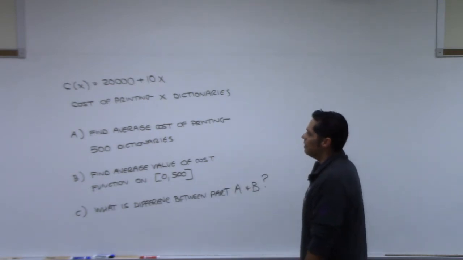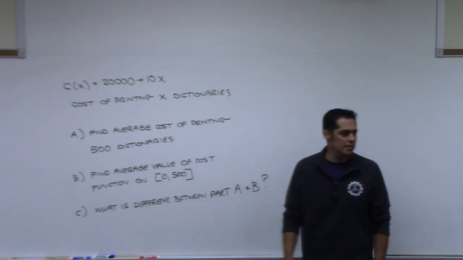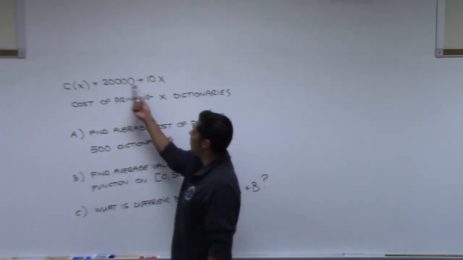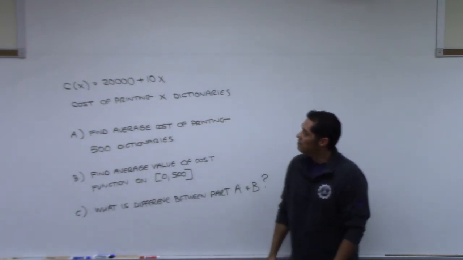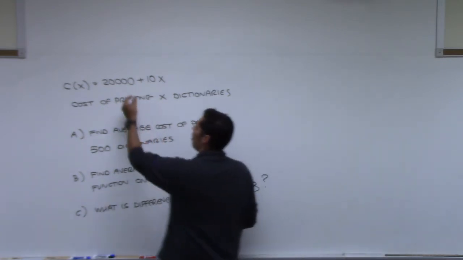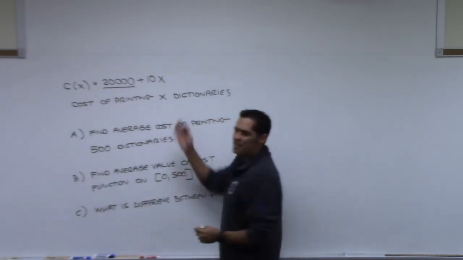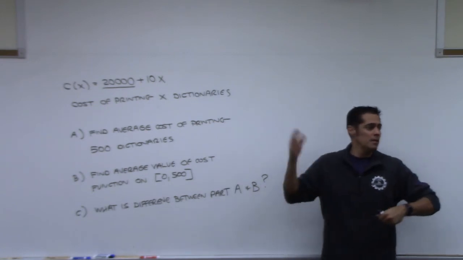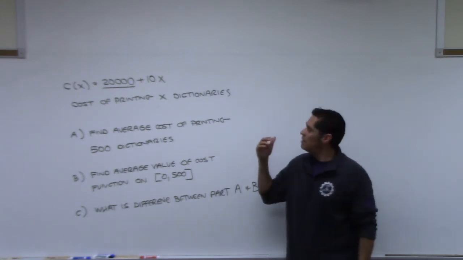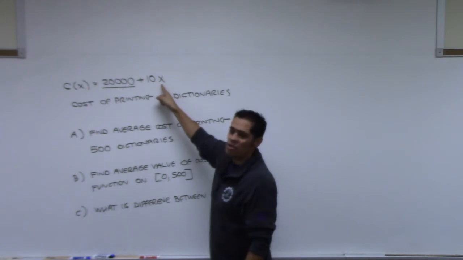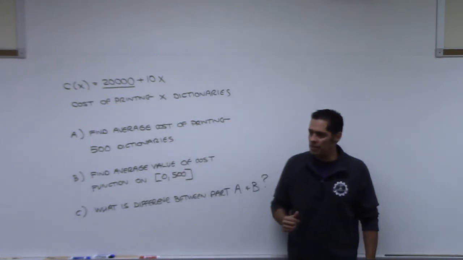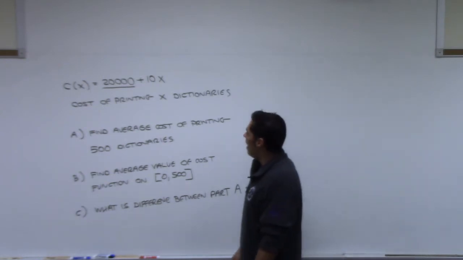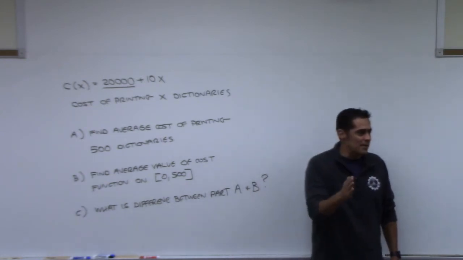All right, so this company makes dictionaries. When they have to set up their equipment and everything, this is the cost function that they use. This is what we call a fixed cost. It's going to cost them, in dollars, $20,000 to set up the equipment and get everything ready, and then $10 per dictionary that they print. So first question is, find the average cost of printing exactly 500 dictionaries.